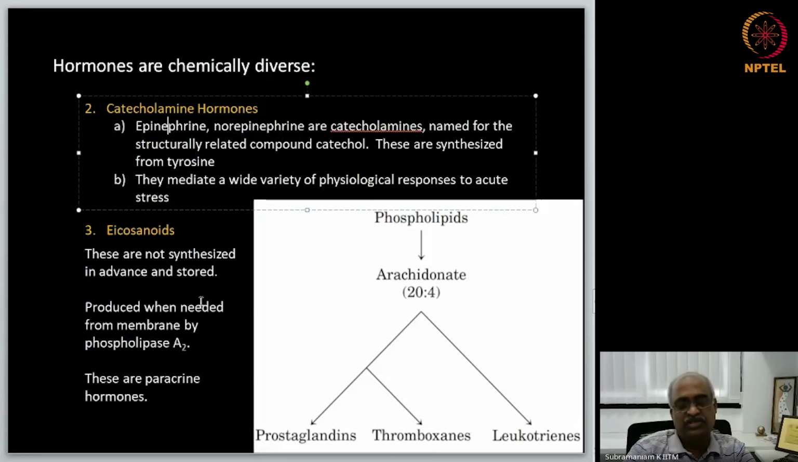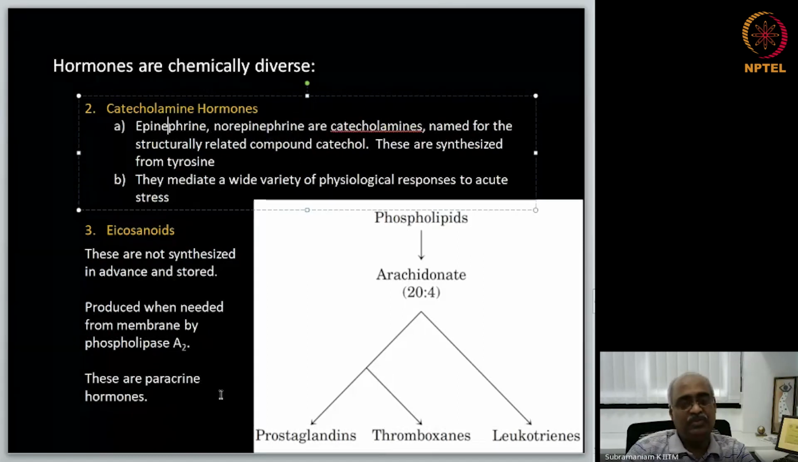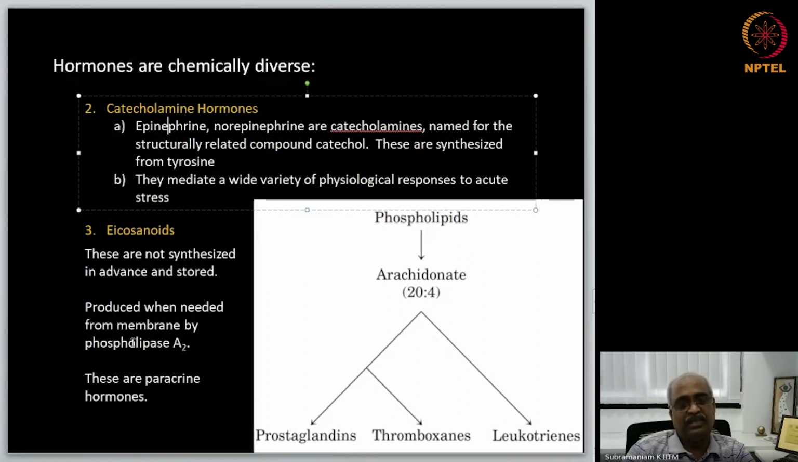These are not produced and stored. Like for example, the beta cells really store high concentration of insulin in secretory vesicles, and that is secreted in response to glucose in the blood. But eicosanoids are not produced and stored. So they are made from the membrane. Phospholipase can cleave and release this fatty acid from the phospholipid of the membrane. So these are produced locally and act locally.